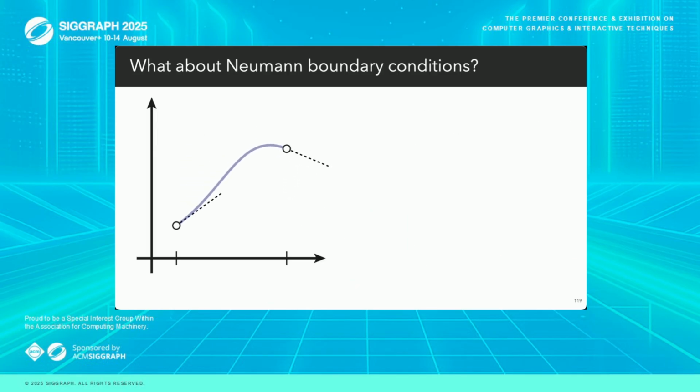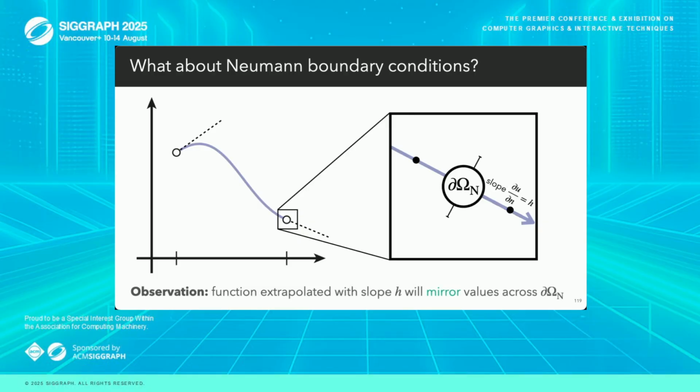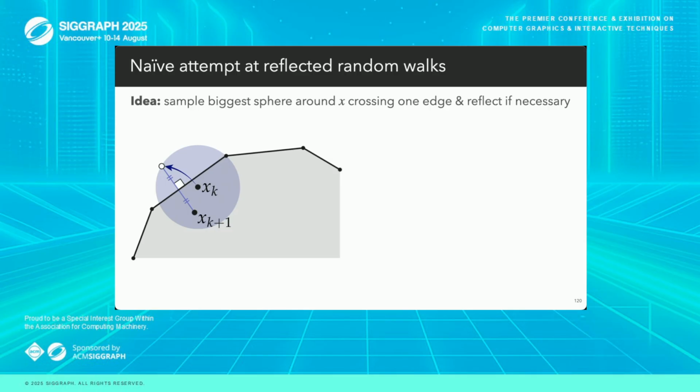Because Neumann conditions prescribe derivatives, that means that if we use the slope to extend the function slightly beyond the boundary, then the extended function will essentially have mirrored values on either side of the Neumann boundary. And intuitively, this suggests that maybe our random walk should be mirrored or reflected across the Neumann boundary as well. Now, a naive strategy then is to randomly sample the biggest sphere that crosses a single edge on the boundary and essentially perform this reflection across that edge. So we reflect a point back into the domain across this edge.